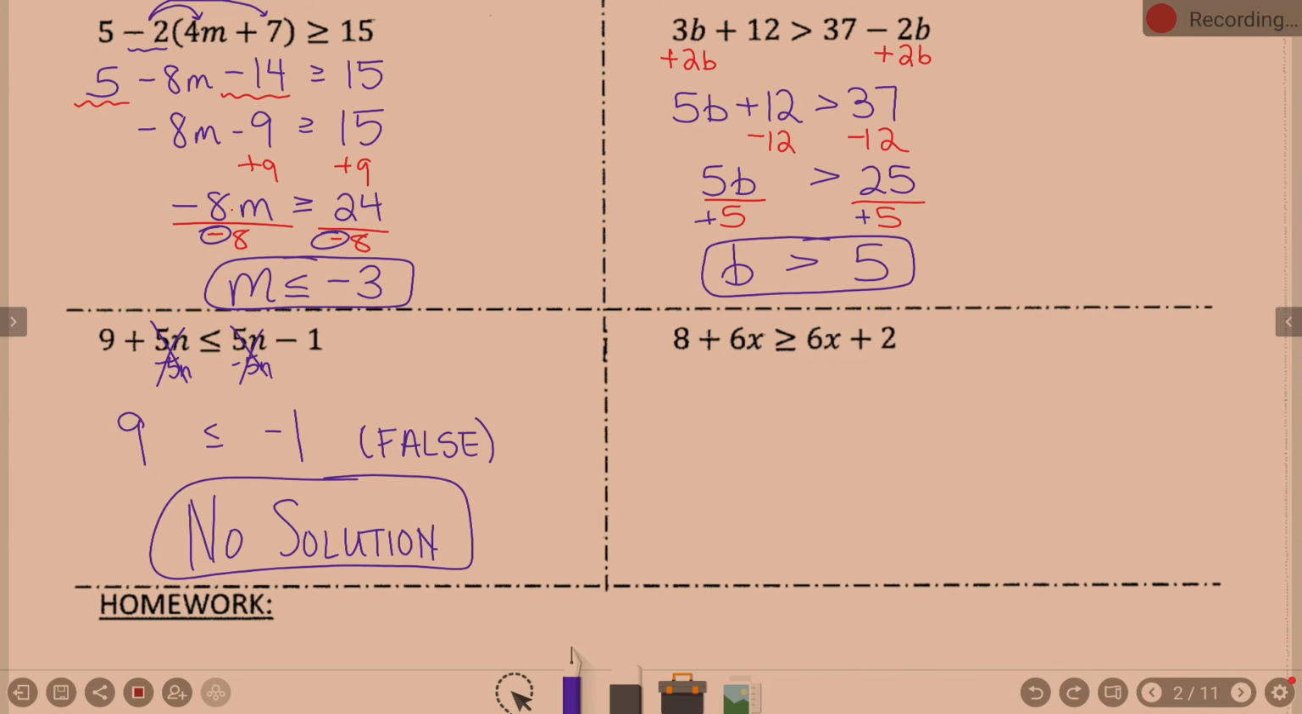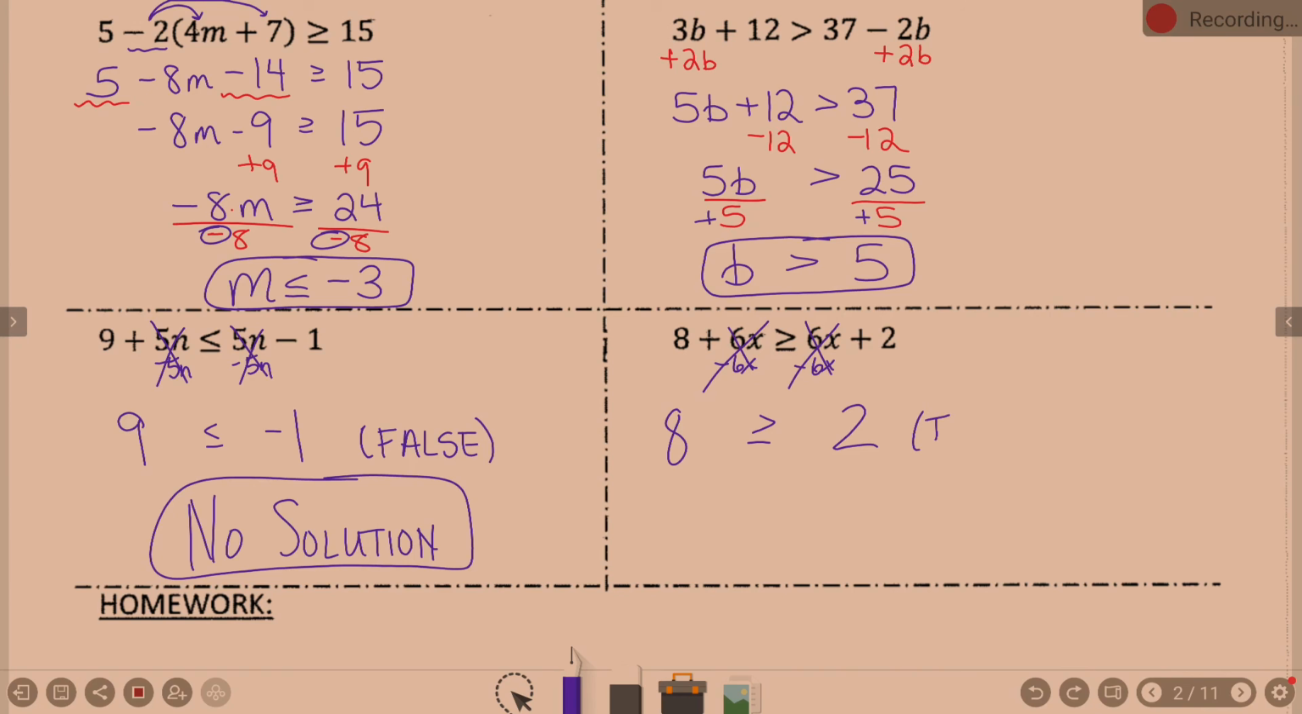Okay? Now, real quick to finish this up. Do you notice the same type of thing happens here? Okay, so let's talk about this. If this is a 6x and I want to move it to the other side, I'm going to subtract 6x. 6x minus 6x, 0. Look at your remaining pieces. I have 8 greater than or equal to 2. So it's true because it is greater. Is 8 greater than 2?